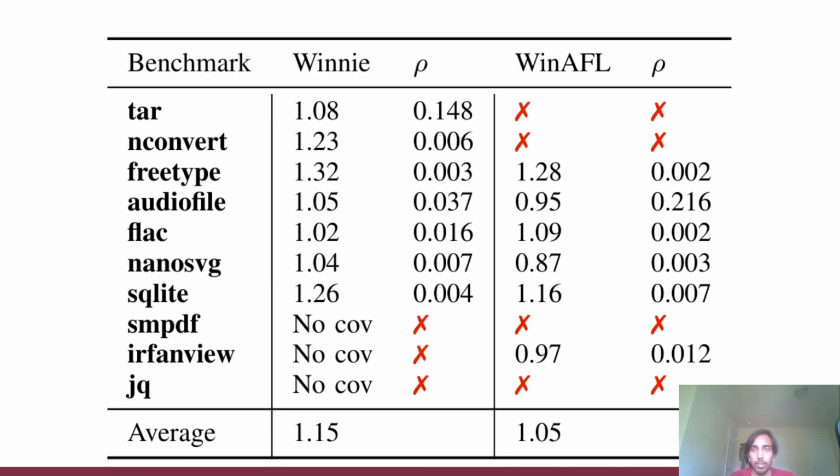These are the p values for our Mann-Whitney test, and as you can see, a p value of less than 0.05 represents a significant improvement. And as we can see, for Winnie, tar and audiofile are the ones that fail to have any significant improvement, while on WinAFL we can see.